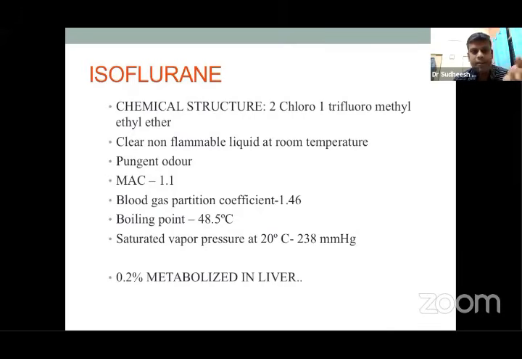So MAC, I told you, blood gas partition coefficient, boiling point, saturated vapor pressure. It's important to note that the saturated vapor pressure is 238, which is almost similar to that of halothane, which is 243. So therefore, halothane and isoflurane vaporizers can sometimes be interchanged. Then coming to metabolism, only 0.2% is metabolized in the liver.